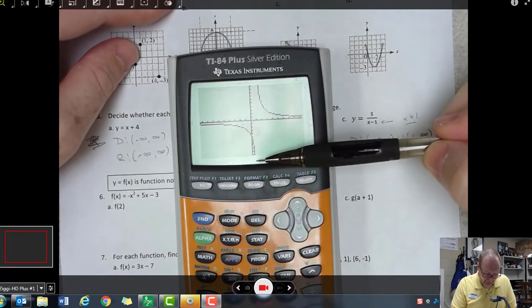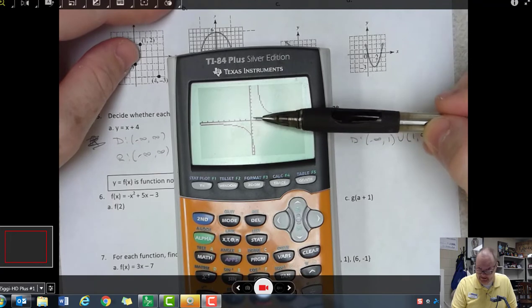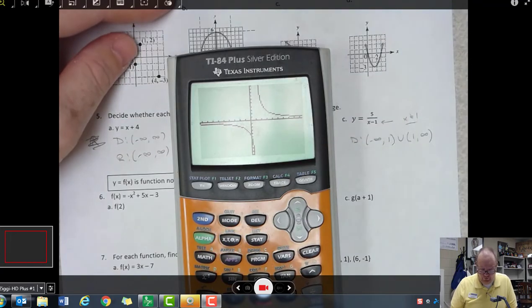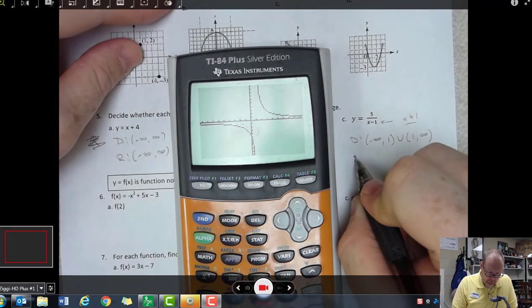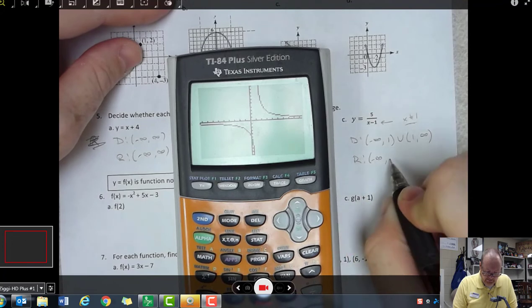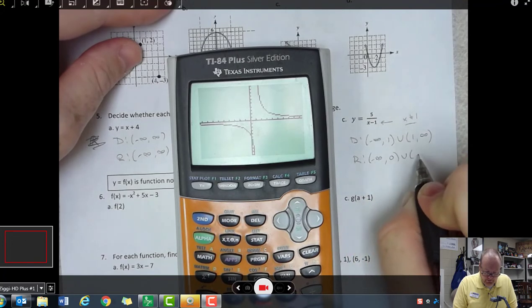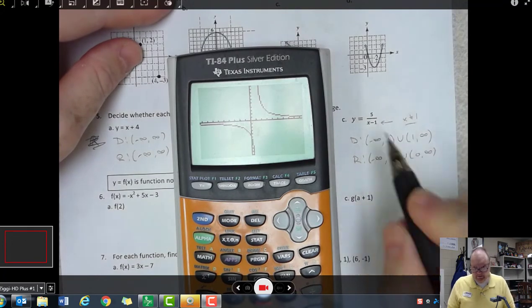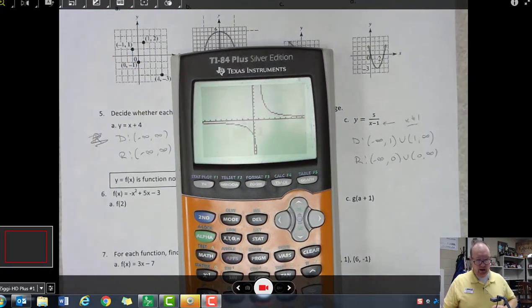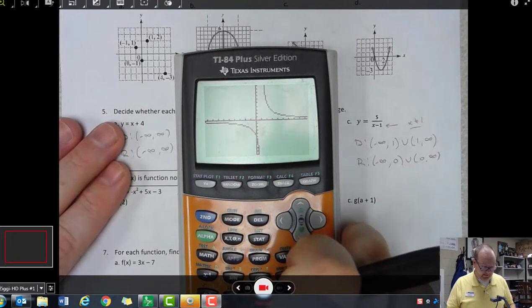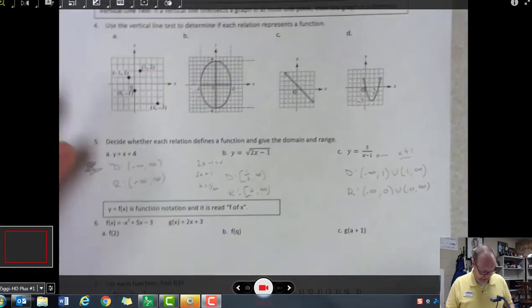I get values, I get values, I get values until I get right here. Then I don't have any y values. So my range is from negative infinity to 0 and 0 to positive infinity. Again, domain and range can be a tricky concept. We're going to do lots more of that, but I want to move on for the purposes of this information today.